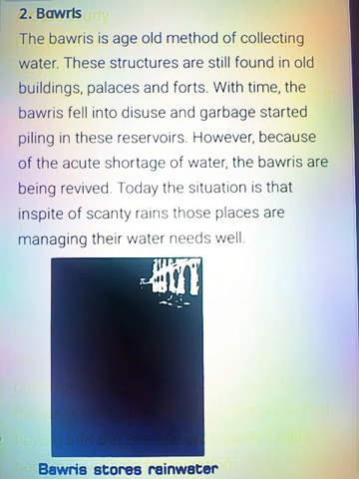Bawris. The bawri is an age-old method of collecting water. These structures are still found in old buildings, palaces and forts. With time, the bawris fell into disuse and garbage started piling up in these reservoirs. However, because of the acute shortage of water, the bawris are being revived. Today, in spite of scanty rains, those places are managing their water needs well.